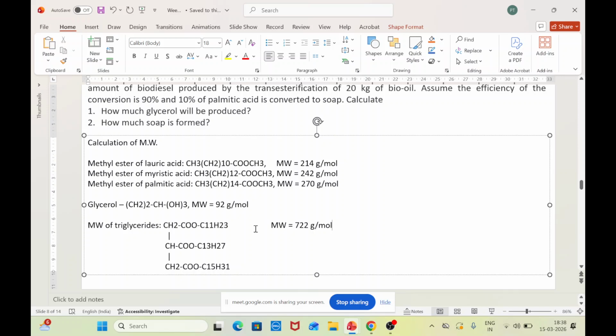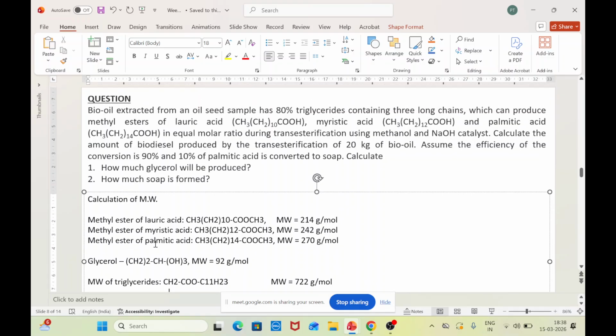Now all the molecular formulas are known and we know the reaction: triglyceride plus alcohol in the presence of NaOH or whatever base as a catalyst will give glycerol plus soap. Now with this reaction you need to calculate how much glycerol and how much soap will be formed if 80 percent of the triglyceride is used for the transesterification reaction, and we are given that 20 kg of the bio oil will be used, and in this 20 kg, 80 percent is triglyceride.